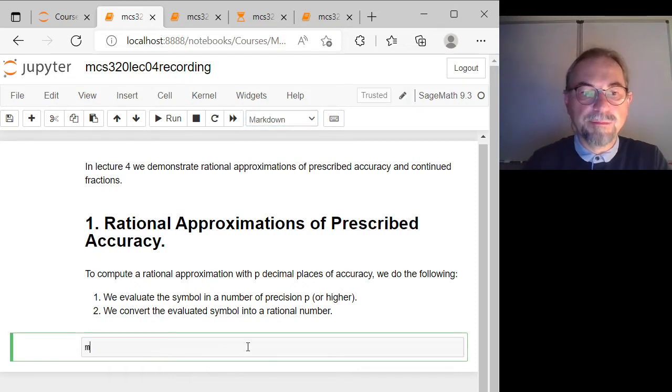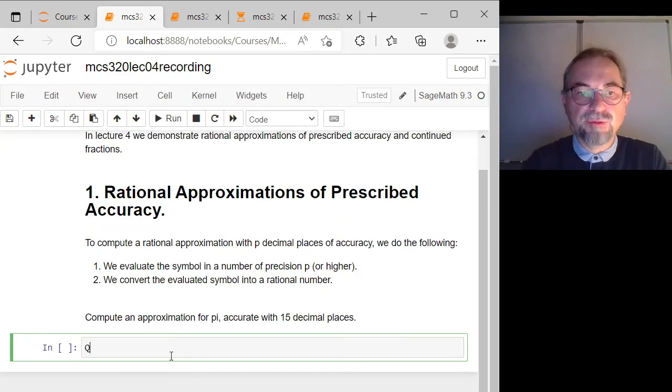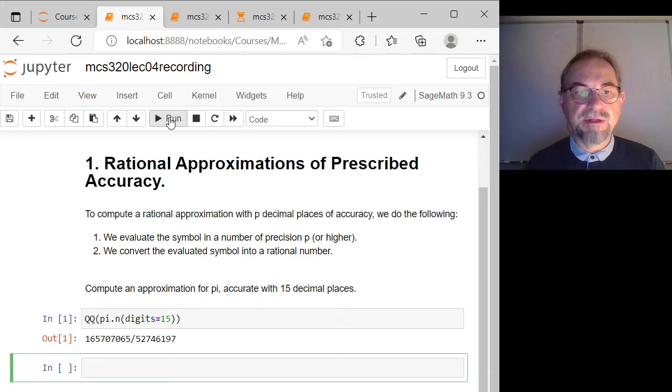Here is an example. So compute an approximation for pi accurate with 13 decimal places. Or we are the 15th tomorrow, so the day of the lecture. So I do the two steps all at once. So this gives me an approximation for pi, which is going to be accurate up to 15 decimal places. And one can compute a sequence like this using a list comprehension. So we demonstrated this before. So this is not the same as the next best approximation.